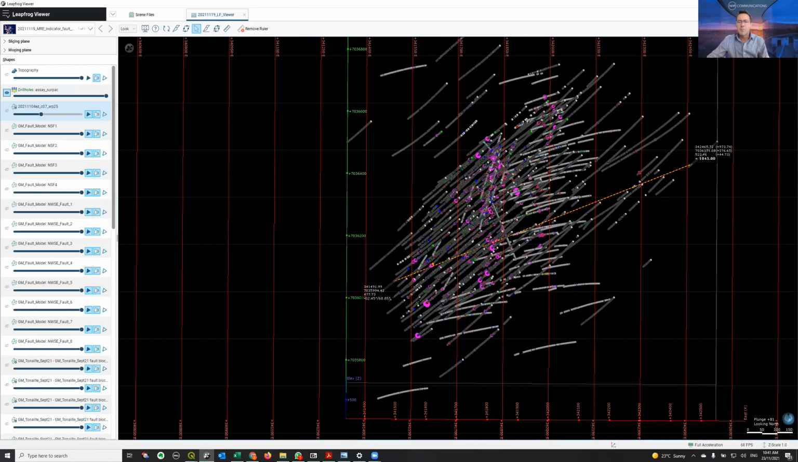Zef, it is a massive system here that every new step out drill hole reports some mineralization. Could it be one of the largest gold systems in Chile?